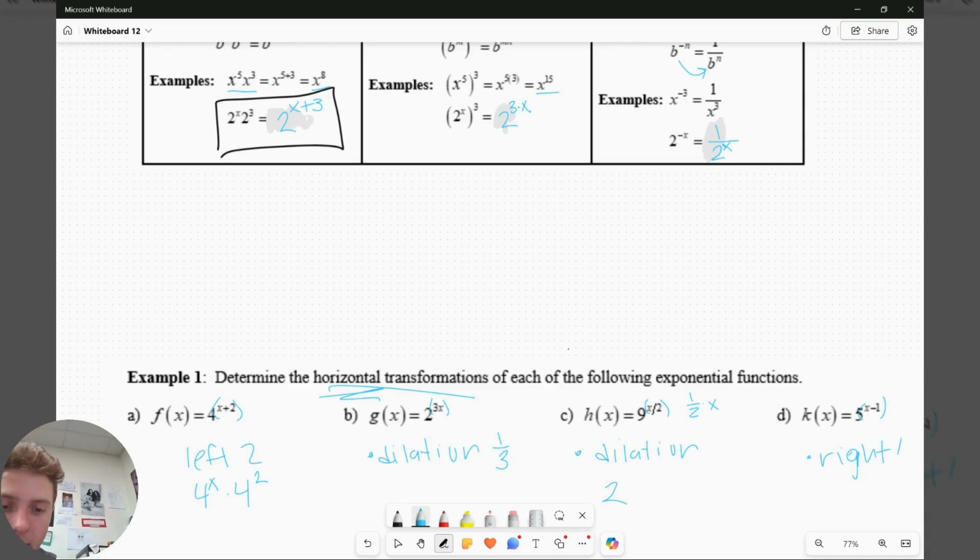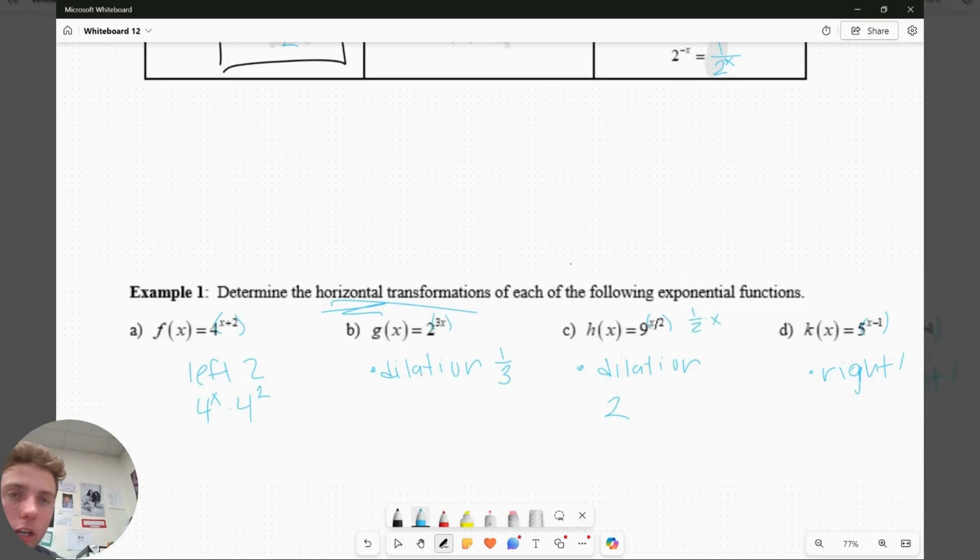Well, since that is the case, then what I could do is change this to be a different form. I could change this to the form a times b to the x, where there is no transformation in the exponent. We can rewrite this to be a vertical transformation instead.